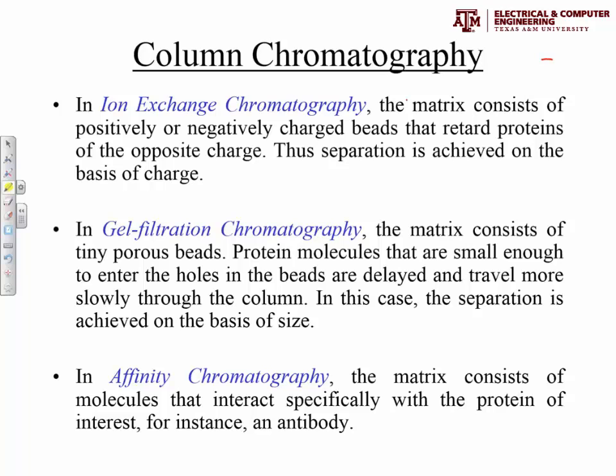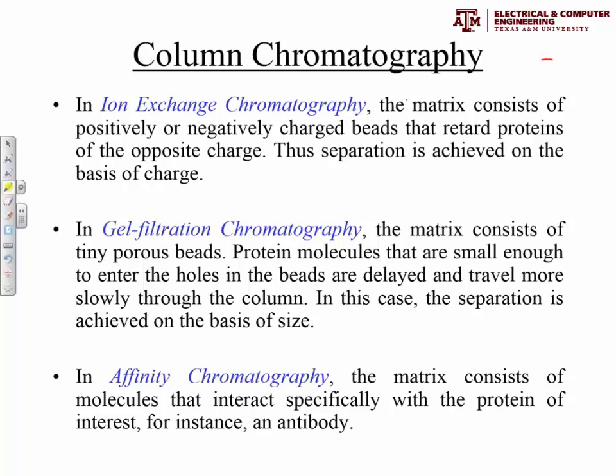Yet another procedure that you can use for separating proteins is by using the antibody kind of property. If the matrix has got antibodies for a particular molecule, when you push the sample through that column, the antibodies will pick up those molecules because they bind very tightly to them. Everything else will go through. So that is referred to as affinity chromatography. So in affinity chromatography, the matrix will consist of molecules which interact specifically with the protein of interest, for example, an antibody.